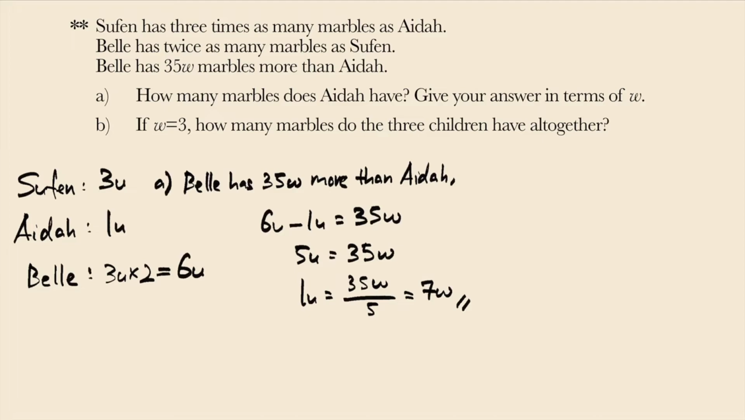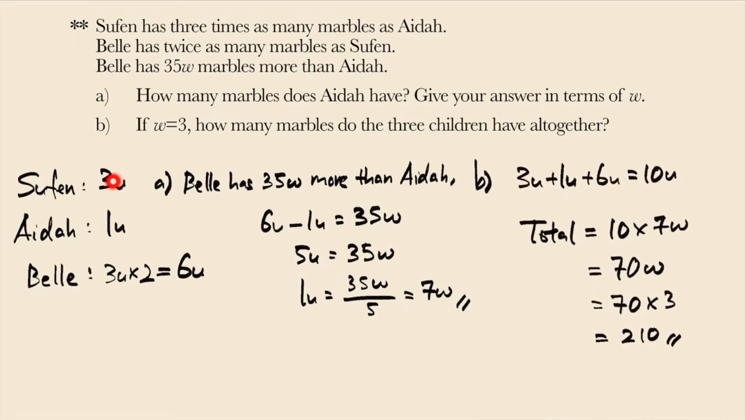If W is equal to 3, what is the total for the 3 children? Well, 3U plus 1U plus 6U is 10 units. So 10 units is therefore what? If 1U is 7W, what's 10 units? That's 70W, isn't it? Now sub W equals 3. That would be 210 marbles.